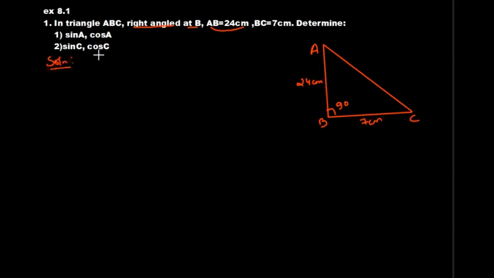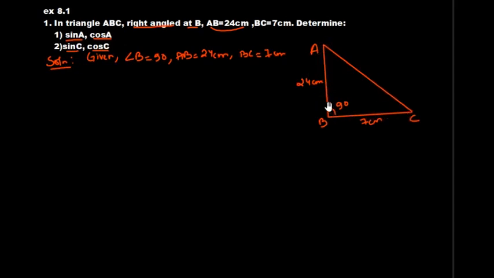So these are the given information. We'll first mention all the given information. So given angle B is equal to 90 degree because right angle means 90 degree. AB is equal to 24 centimeter and BC is equal to 7 centimeter. Now what are we told to find? We are told to find the value of sine A, cos A, sine C, and cos C. Before going to the demand of the question, make sure that you have the length of all the sides of the triangle.